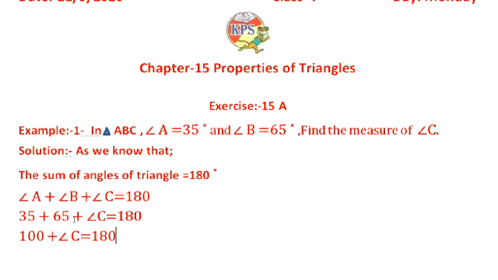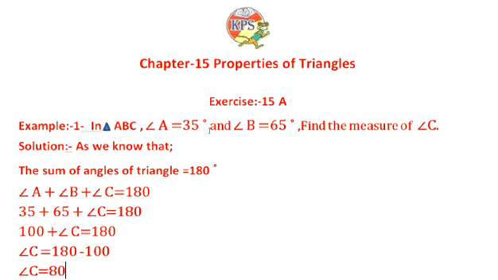is equal to 180. So 100 will be transferred to the right side of the equal sign. When we transfer any term, the sign will change. So angle C is equal to 180 minus 100, we get 80 degrees. Okay, so we found the measure of angle C.